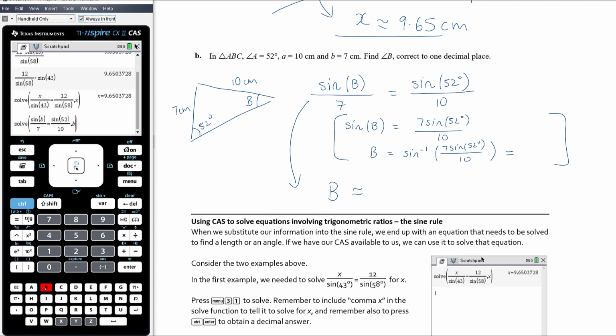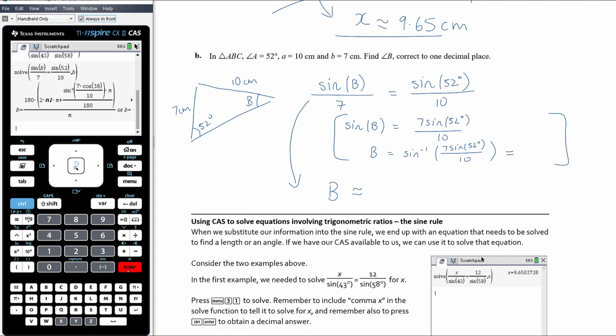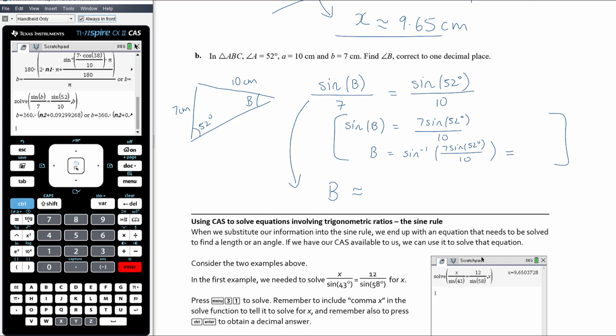so we want to solve this equation for b. Now if I enter this, put this in and press enter, I'm going to get a horrible ugly thing happening here, okay? Even if I press control enter, horrible ugly thing happening here. And that's because this equation has infinitely many solutions, and this comes back to our understanding of what was happening in the unit circle, okay?